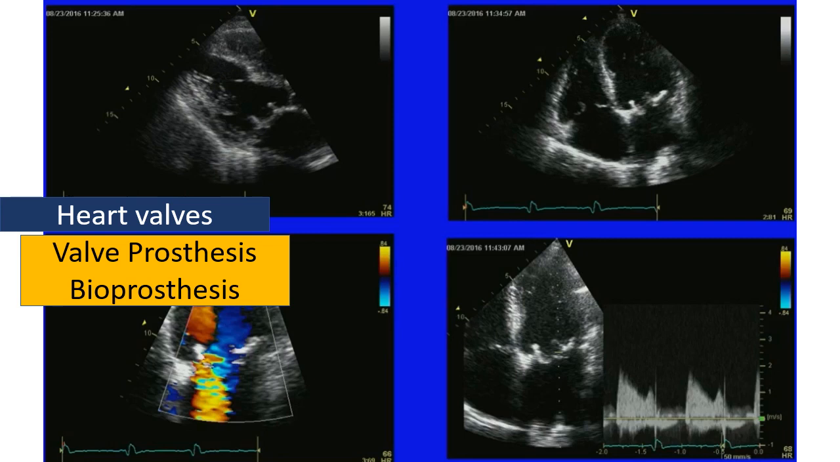This is an example for bioprosthesis, and you can identify the bioprosthesis simply by noticing the stents. These are two stents for the bioprosthetic valve. Every bioprosthetic valve has a stent, two stents, and a tissue valve. Tissue valve is either porcine or bovine, and you can notice here that there are two stents standing here with no reverberations inside the left atrium. This means that this is a tissue valve or bioprosthetic valve.